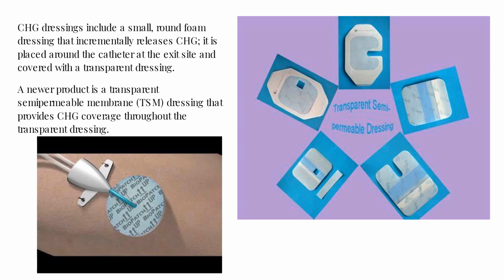So it's taken off. The skin is cleansed under that insertion site, and at that point, a new Biopatch is put on, and then the dressing is put over that. So, it's usually like a Tegaderm. Sometimes, we're finding more and more organizations using a transparent semi-permeable membrane dressing where the dressing itself is impregnated. So there's like little pieces in the dressing that have the CHG to help keep that clean.